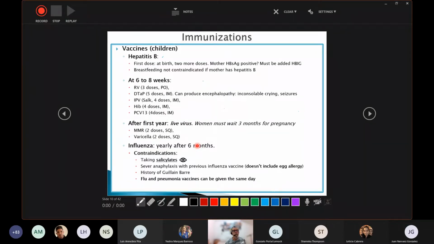Guillain-Barré could be triggered by the influenza virus. The most common cause of Guillain-Barré is influenza. So for that reason, the influenza vaccine could trigger Guillain-Barré. The statistic says that one in every million shots of influenza can produce Guillain-Barré. Very rare, extremely rare.